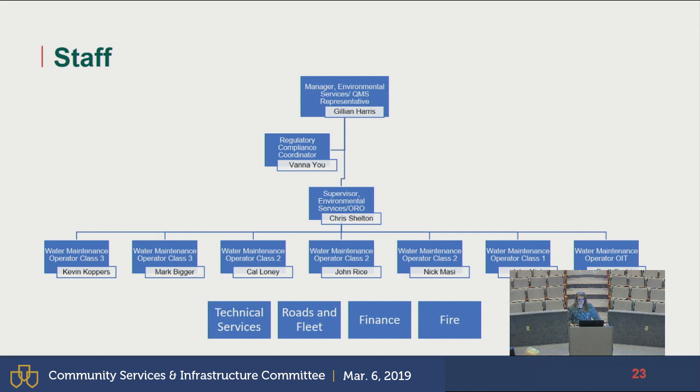Chris Shelton is our supervisor of environmental services, or our ORO, which is overall responsible operator. So if anything does go wrong, legally he is the first person that would be approached if we did have a major situation. Currently, Nick Massey is our operator in charge, so he would sit below Chris, and in Chris's absence, he would be the acting overall responsible operator. And then we have seven operators ranging from OIT all the way up to Class 3. So in anticipation of becoming a Class 3 system, our staff have gone forward on their own and written the test and making sure that they're set so that we can operate the system at a Class 3. Our one OIT is set to become a Class 1 operator within the upcoming months.